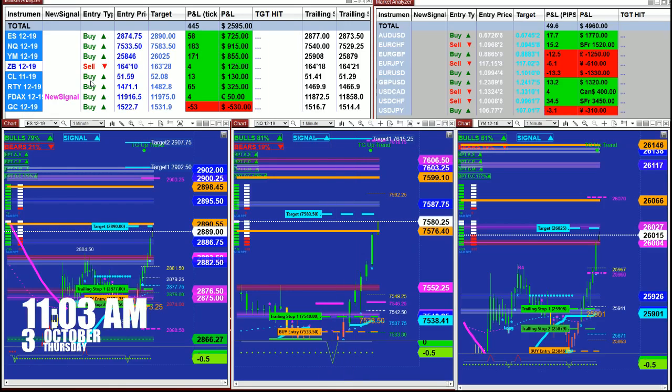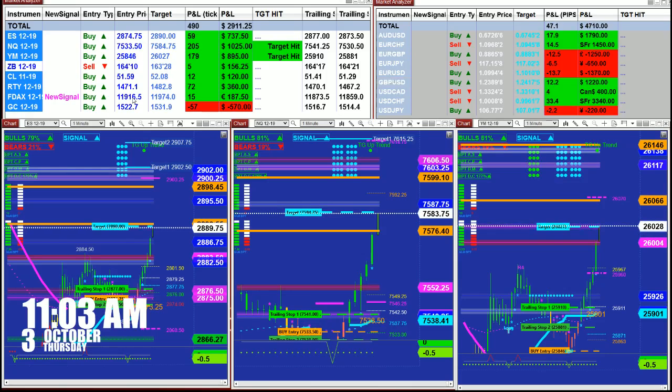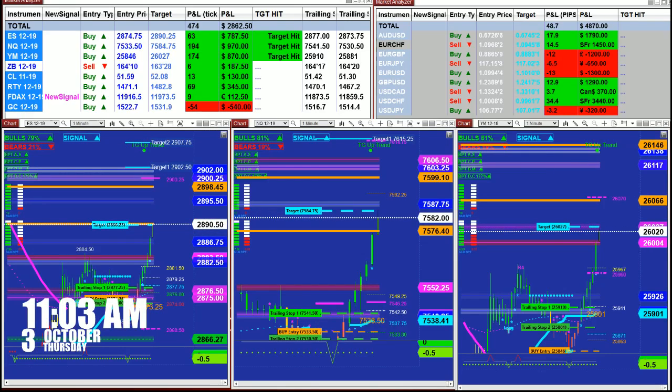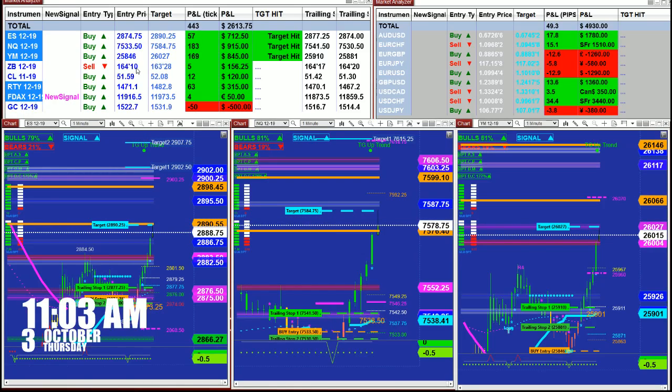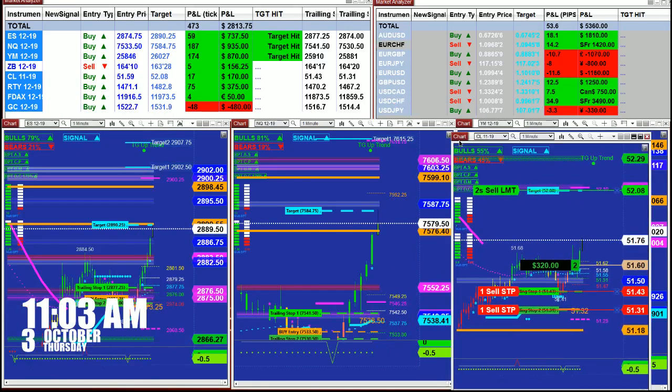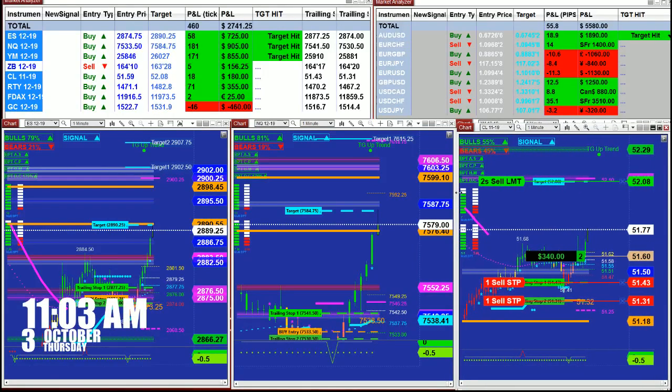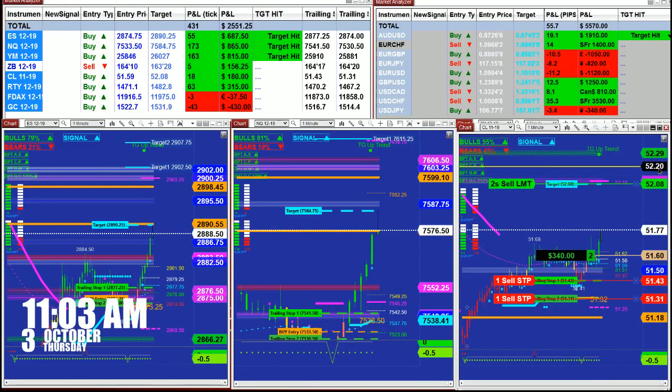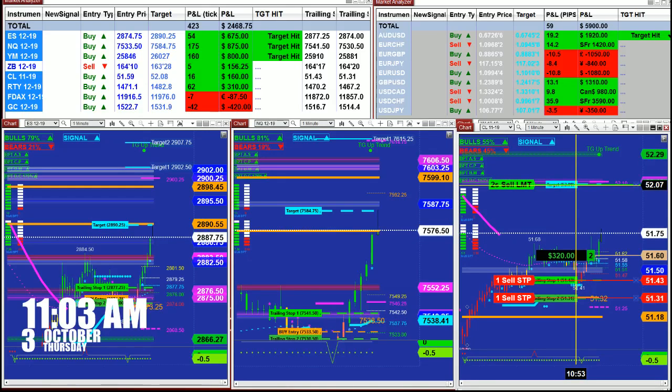A new signal on the DAX. Buy is a good one. Is a good signal. The CL we had before the DAX, we have the CL before 51.59, 52.08 is the target. And we close the other auto trade on the CL, and this one is picking up long. And there is nothing holding the CL all the way to the 52.07.